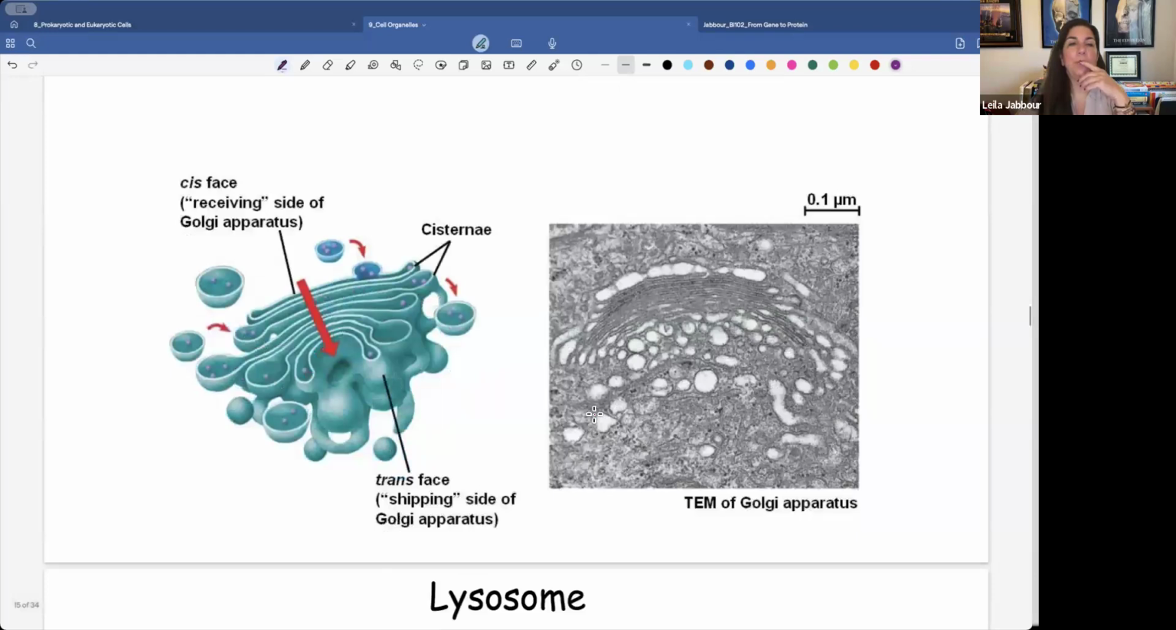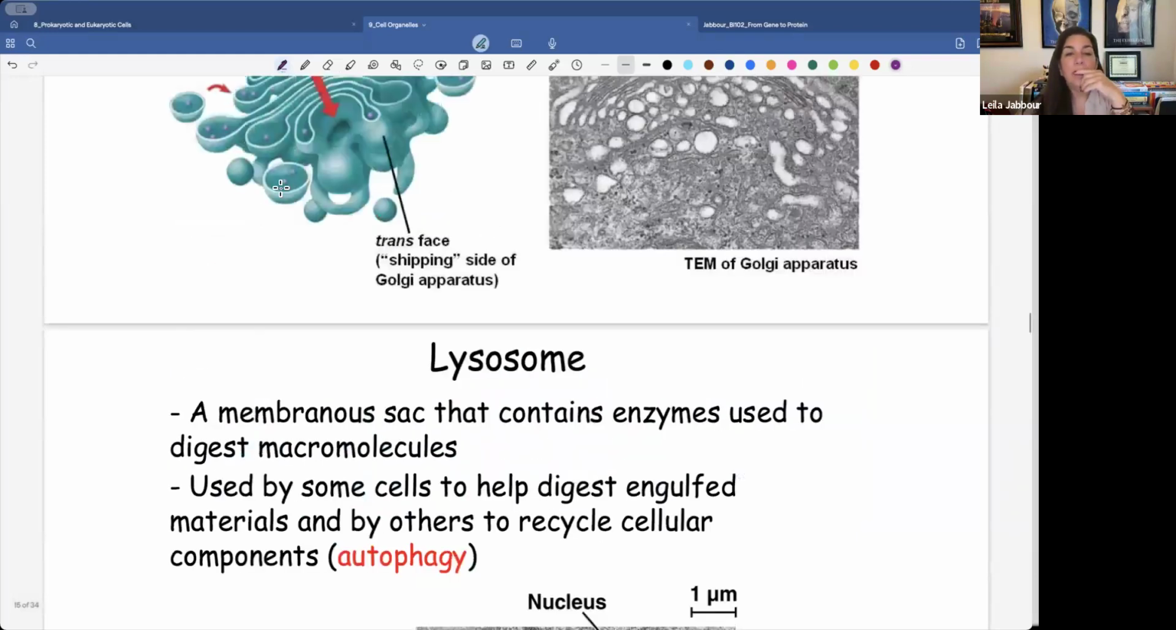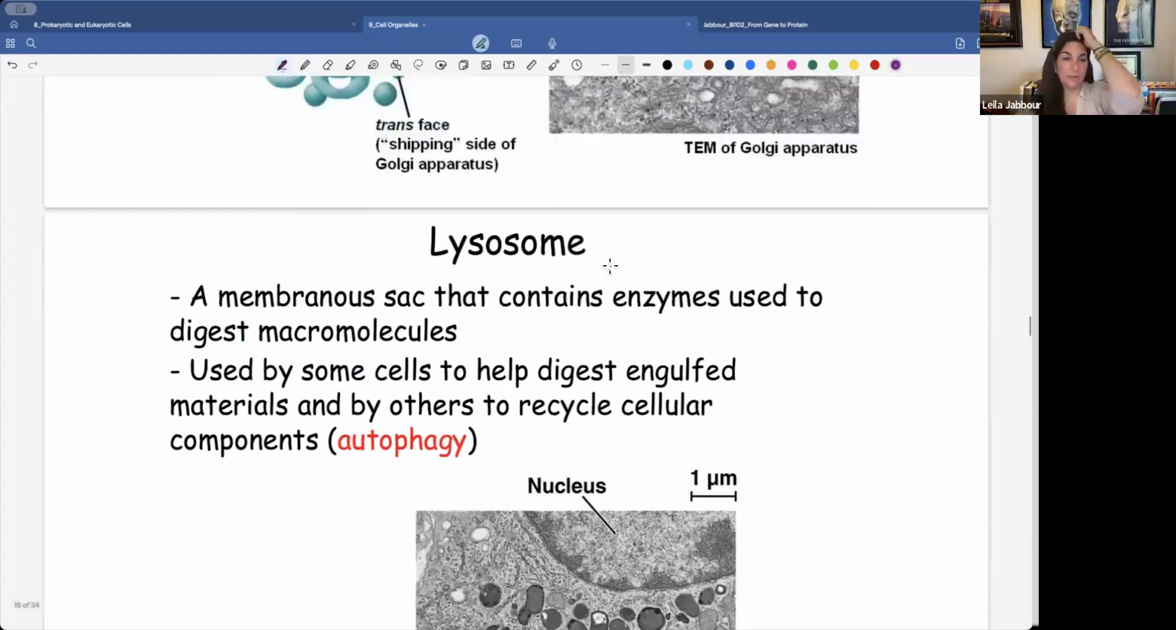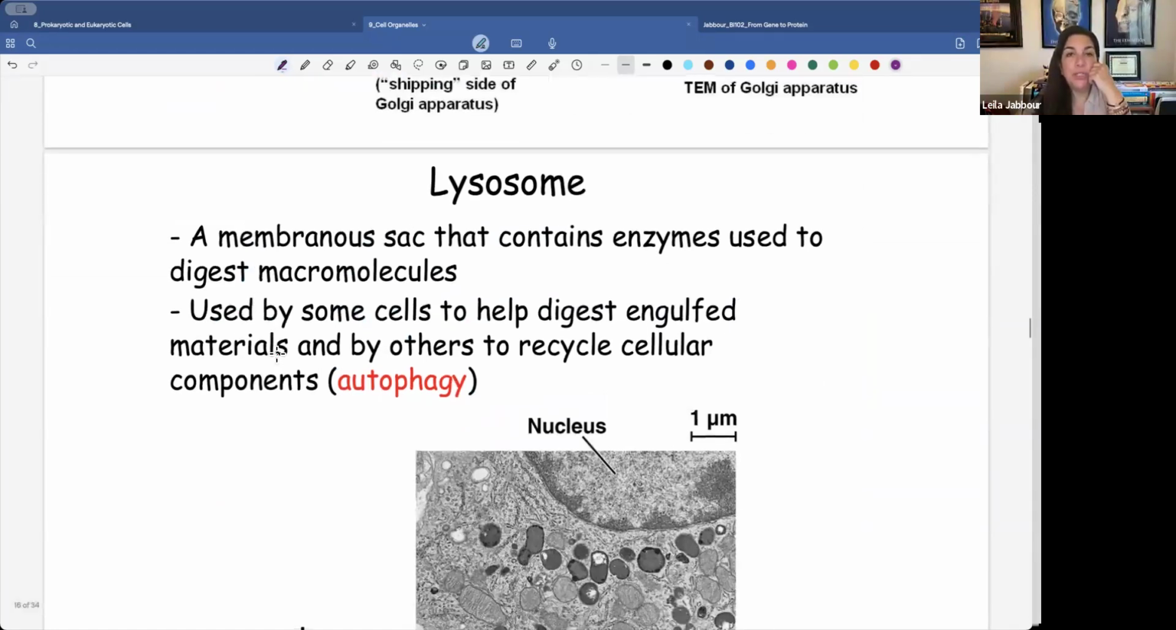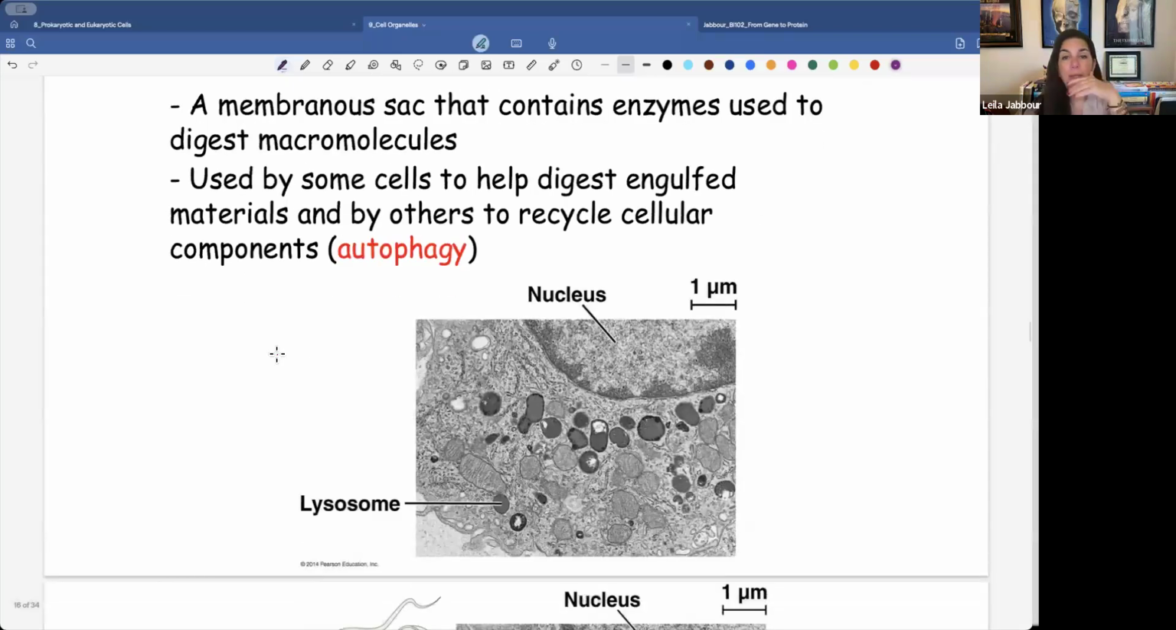Okay, so one of these vesicles will actually contain enzymes. So lysosomes have this membrane sac that contains enzymes to digest macromolecules, and it's usually in cells that do a lot of that digestive process, for example, white blood cells. But it's also for internal cleanup. If there's an old organelle, the lysosomes will chop it up and get rid of it.